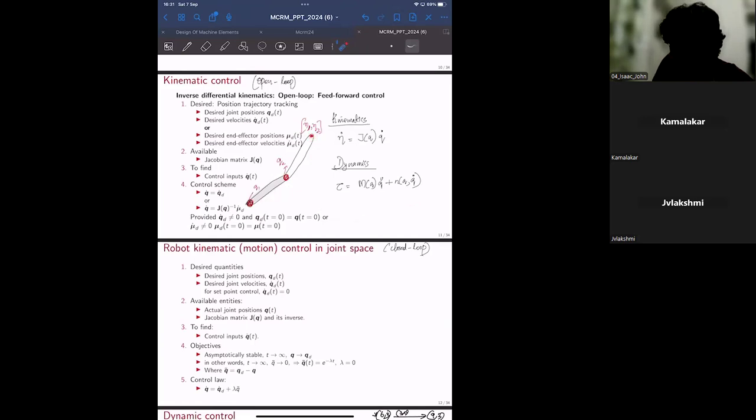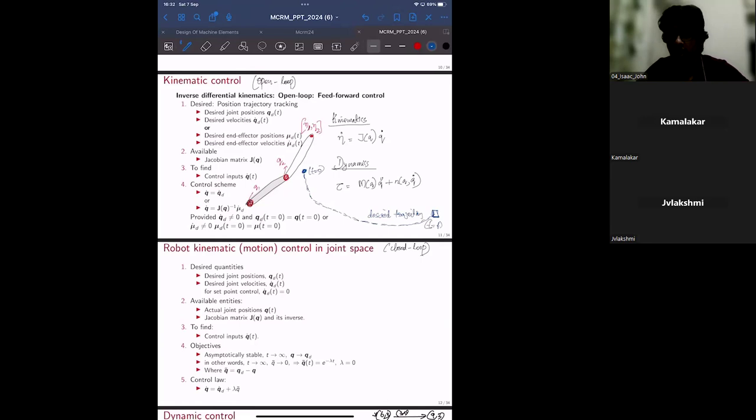Okay. So for example, if your desired trajectory is something like this, this is your desired trajectory. And this is the start point of the desired trajectory, and this is the end point of the desired trajectory. I'll label this as time t equal to 0, and this is t equal to f.